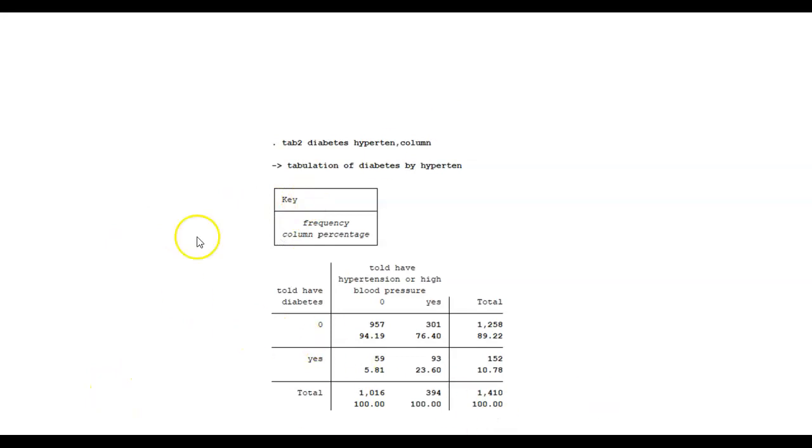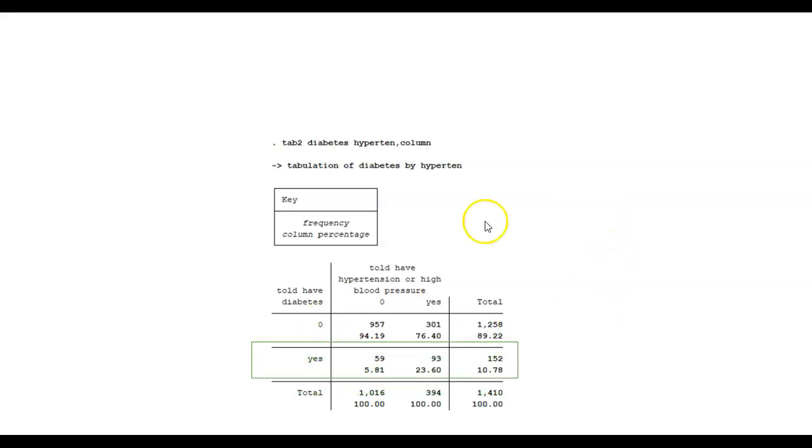So let's take a basic example of two variables and see if a relationship exists, because this would be a nice way to lead into doing the actual logistic regression. In this case, we have diabetes and hypertension. Both of these are dichotomous variables: told to have diabetes, or told to have hypertension or high blood pressure. And we have yes or no, where 0 is no and 1 is yes.